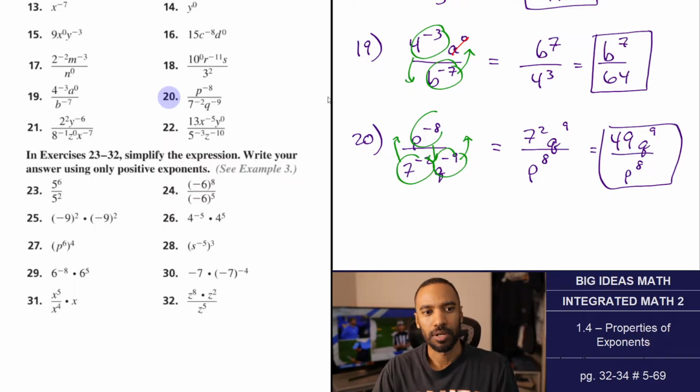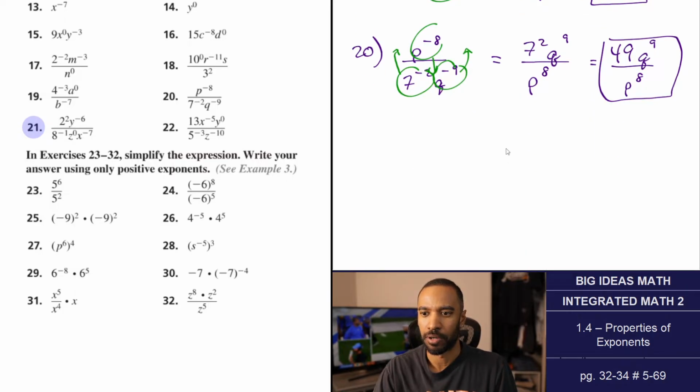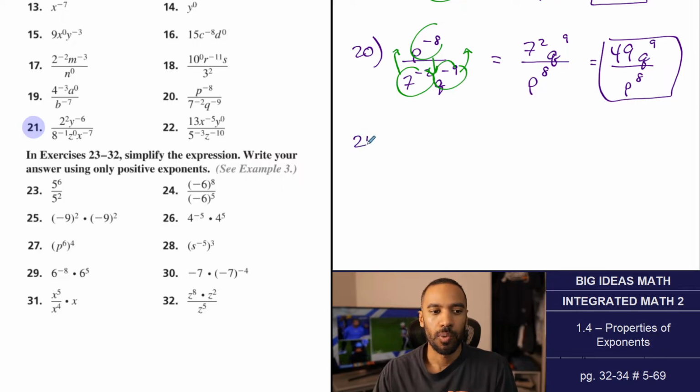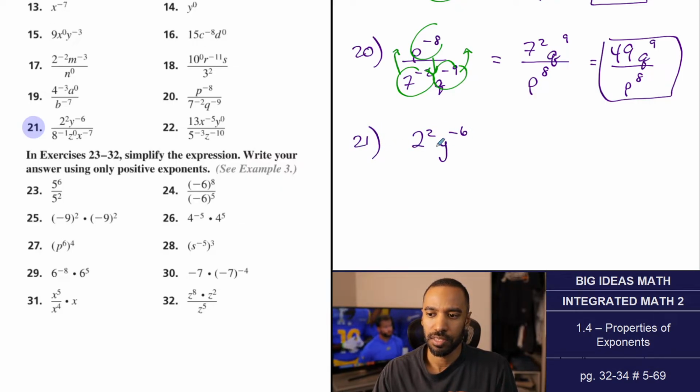So the first set that we're testing is really just with the negative and 0 exponents. Later, after that, we should be doing the product of powers and all that kind of stuff, maybe with negatives. 21, 2 squared times y to the negative 6th over 8 to the negative 1st times z to the 0 times x to the negative 7th.